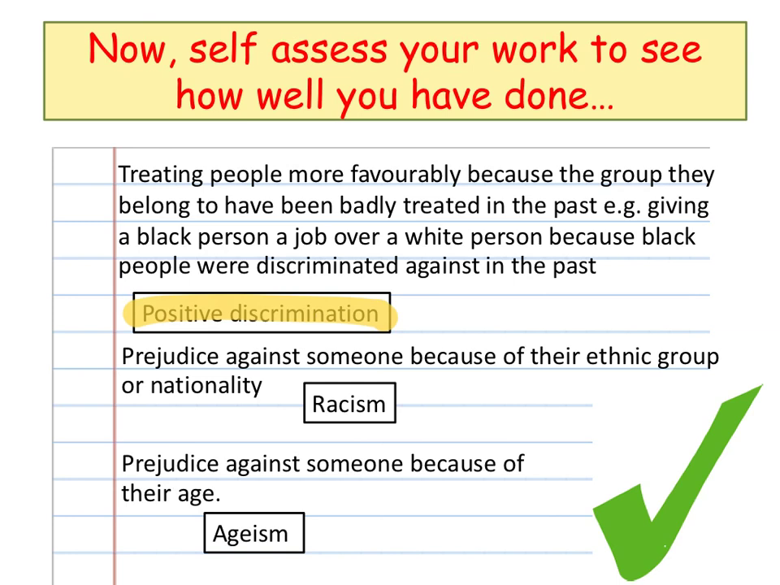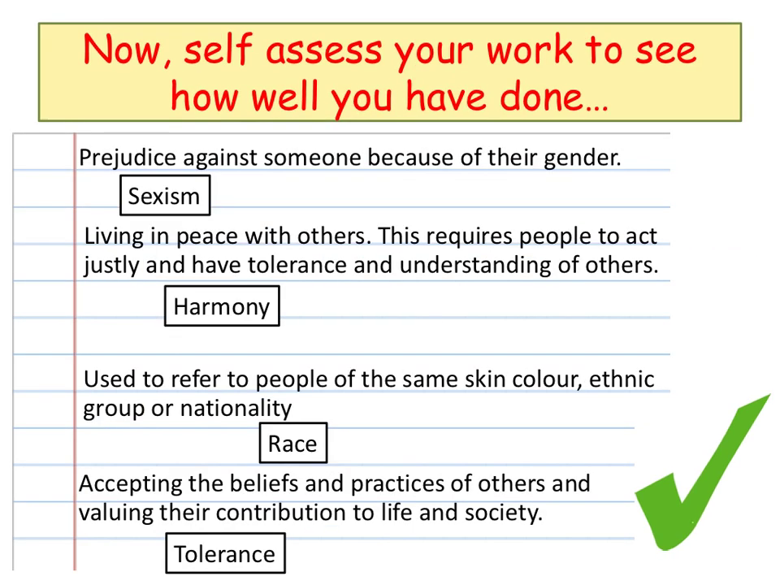Next, prejudice against someone because of their ethnic group or nationality. This is racism. Prejudice against someone because of their age, ageism. Prejudice against someone because of their gender, sexism. You'll notice with all three of these types of prejudice, they end with ism. If you remember that for your exam, you're more likely to remember these keywords.